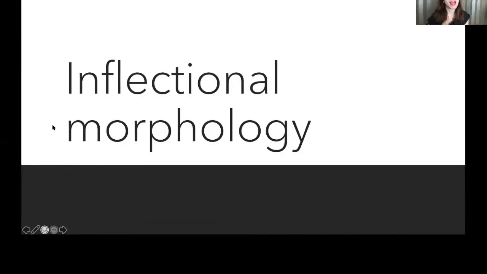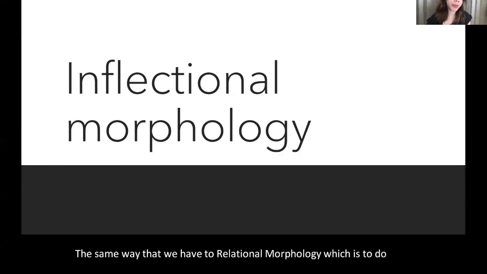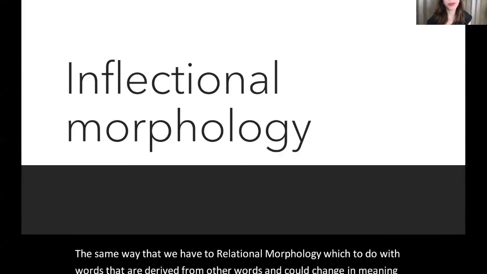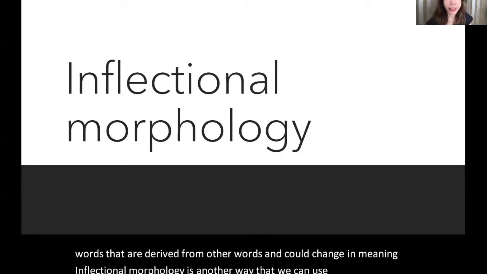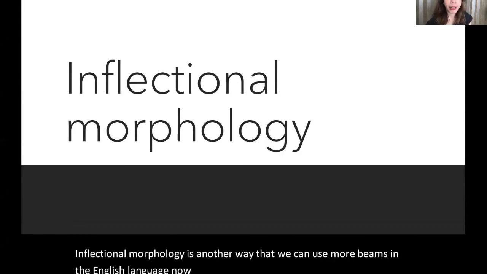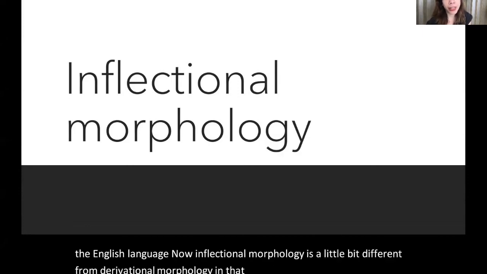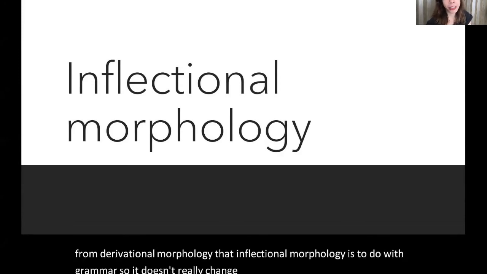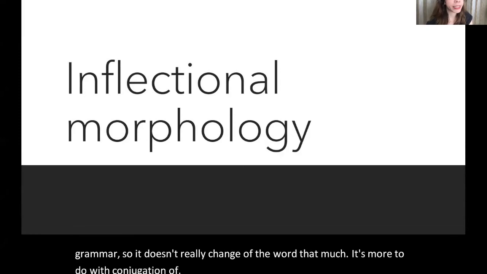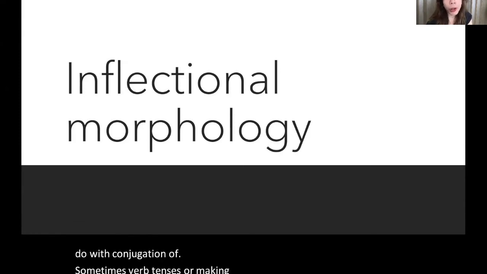Now, the same way that we have derivational morphology, which is to do with words that are derived from other words and could change in meaning, inflectional morphology is another way that we can use morphemes in the English language. Inflectional morphology is a little bit different from derivational morphology in that it is to do with grammar. So it doesn't really change the meaning of the word that much. It's more to do with conjugation of verb tenses or making a noun plural, that sort of stuff that's more grammatical.